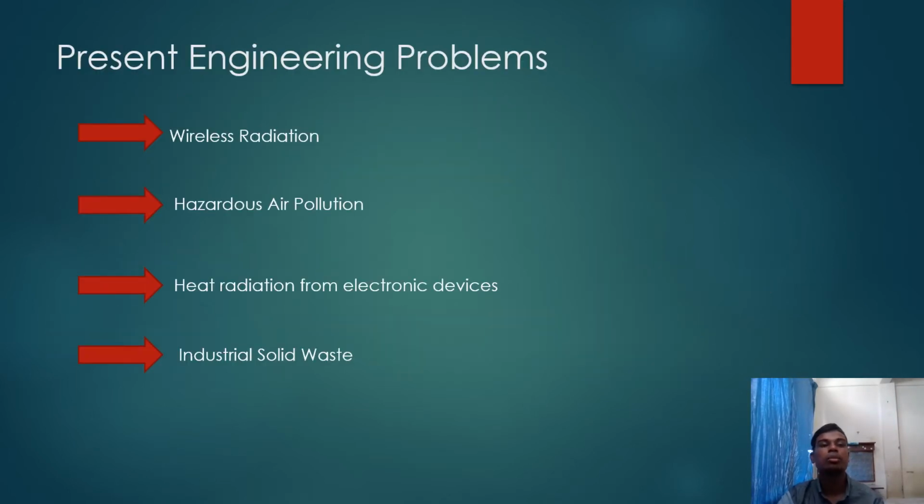Hence, we see present engineering problems. We have four engineering problems, which are wireless radiation, hazardous air pollution, heat radiation from electronic devices, and industrial solid waste. Firstly, wireless radiation. The antennas contained in mobile phones, including smartphones, emit radio frequency radiation. The part of the head or body nearest to the antenna can absorb this energy and convert it to heat.